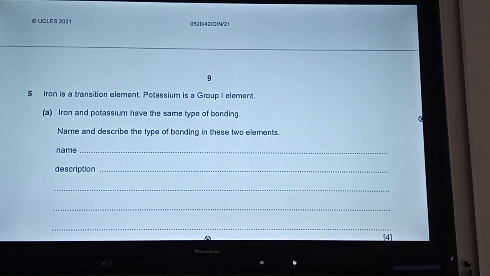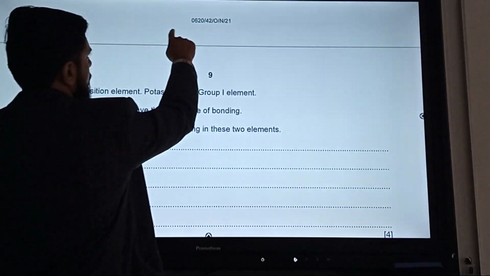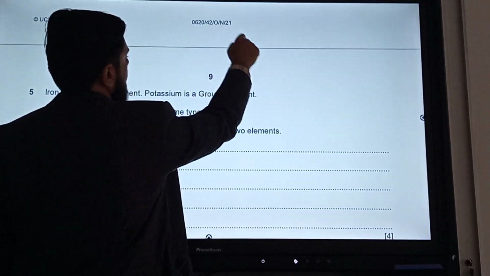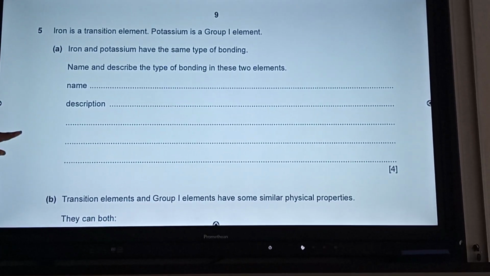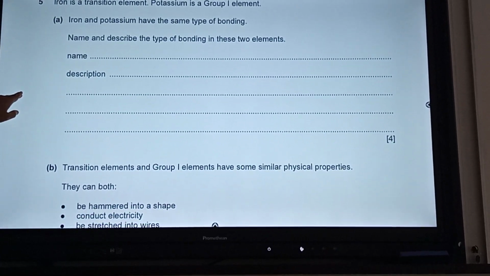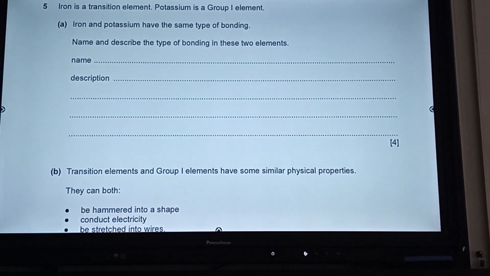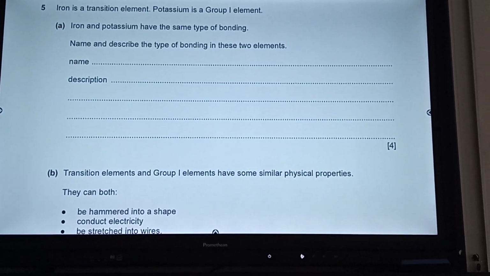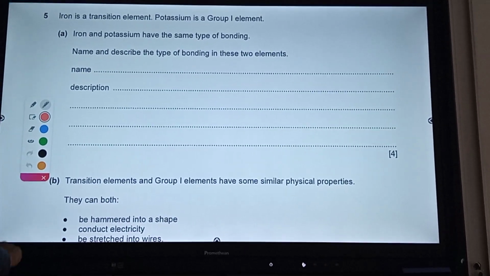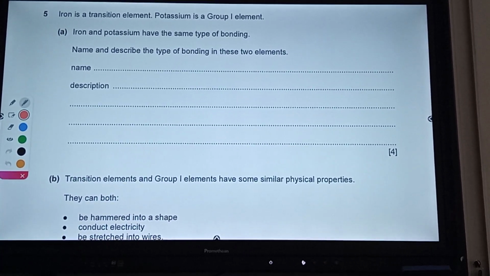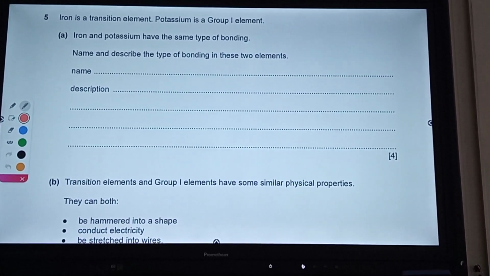So we are continuing the same paper. You can see it is 0620/42 from October/November 2021. And this is question 5 of the same paper. Here it says iron is a transition element, potassium is a group 1 element. Iron and potassium have the same type of bonding. Name and describe the type of bonding.